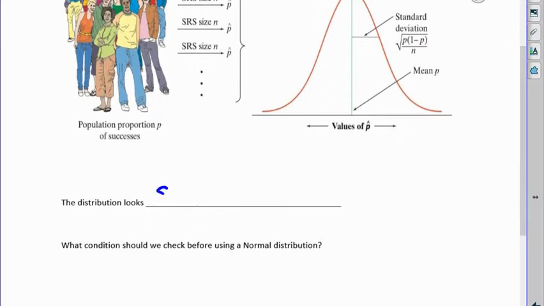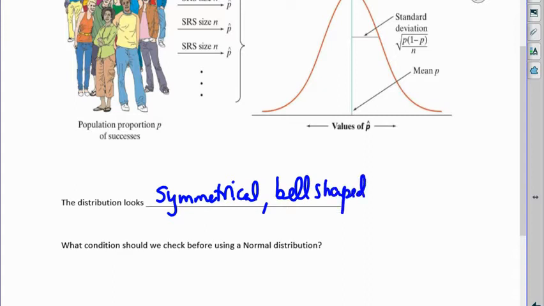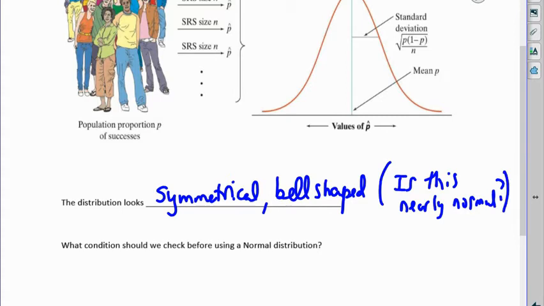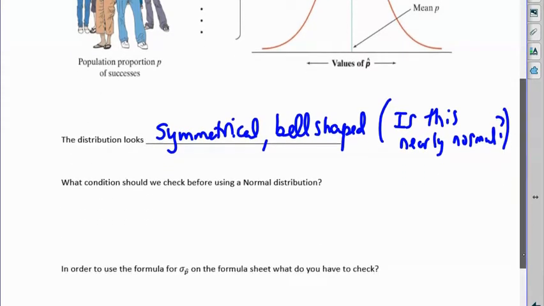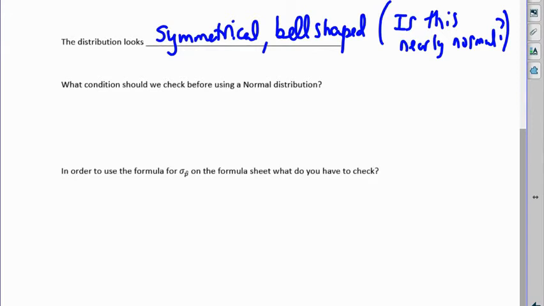And what you notice about this is that it looks, what does the distribution look like? It looks like it is symmetrical, bell-shaped. But my question to you, is this enough to be nearly normal? Because if it is, then that would be very important and very helpful, because we could use so many of our techniques with that. So we're going to check the normal to see if we can use this.